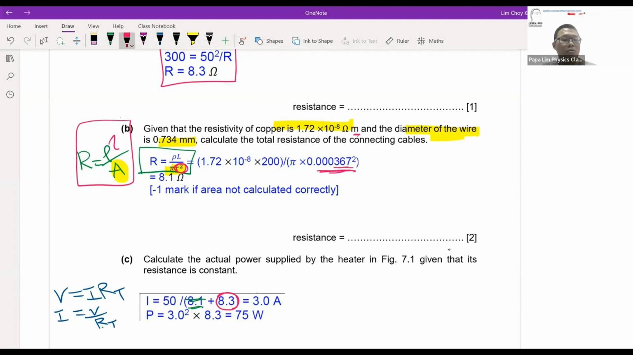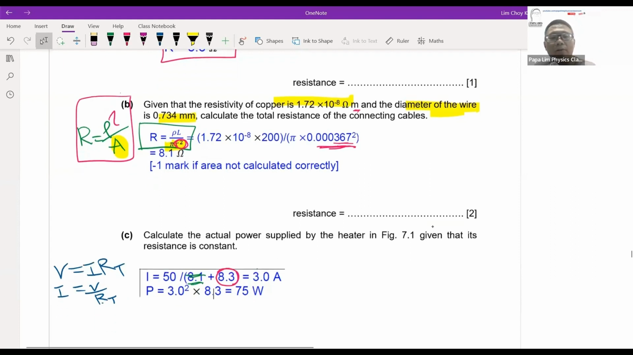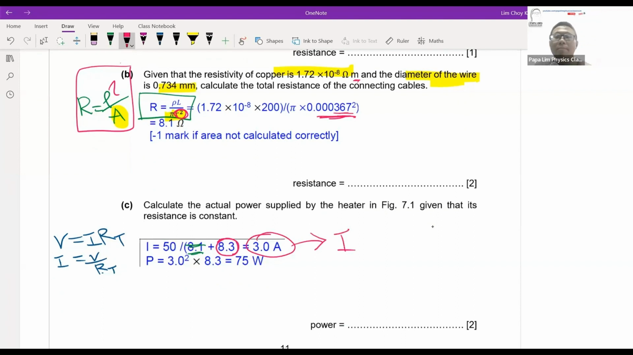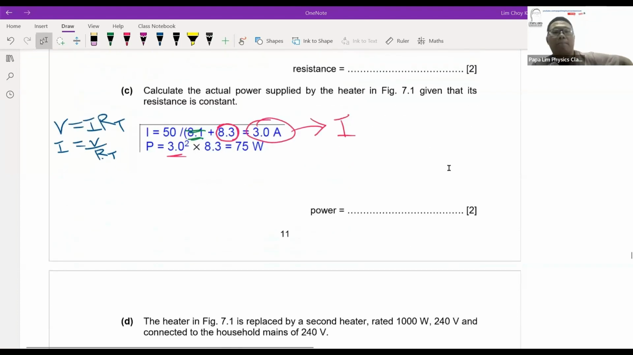And I have the total potential difference, which is 50 watts. I will be able to calculate the actual current flowing through the cable itself. And with the current flowing through the cable, because remember they are in series, the current will actually be the same. You'll find that by using I squared R, I should be able to get the answer straight away. Now the hard part is here.